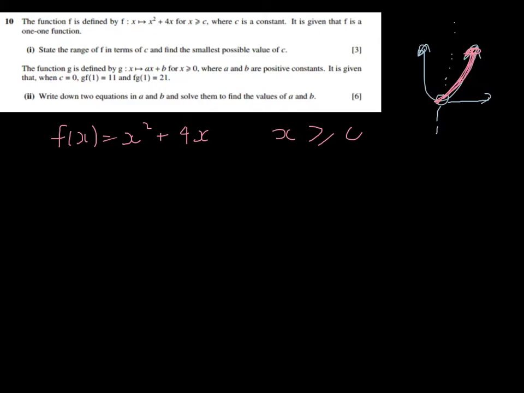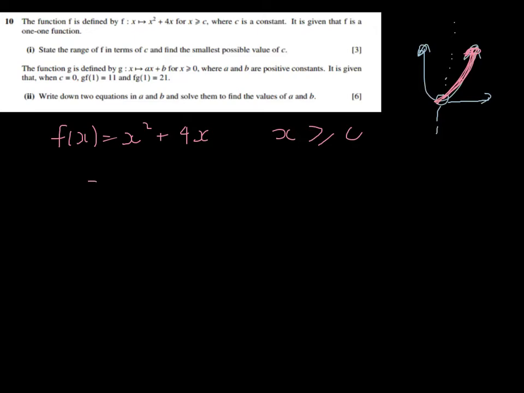Okay, so if we go back to our function, we are asked for part 1 to do two things: state the range of f in terms of c, and find the smallest possible value of c. So I'm going to start with the second part, which is to find the smallest possible value of c. That's pretty straightforward. All we're going to do is complete the square, because normally if we're asked to do things to do with domain and range, we would complete the square anyway to find the vertex.